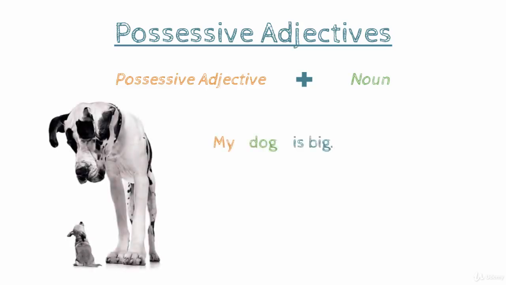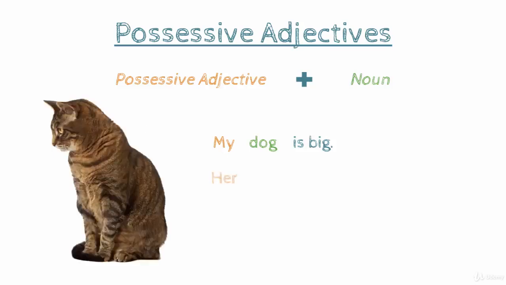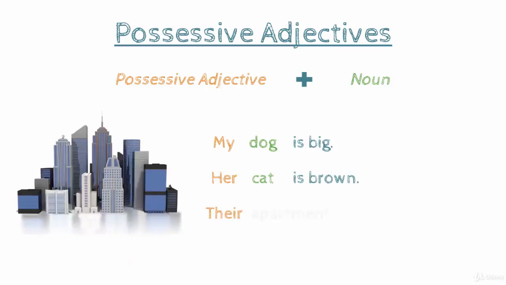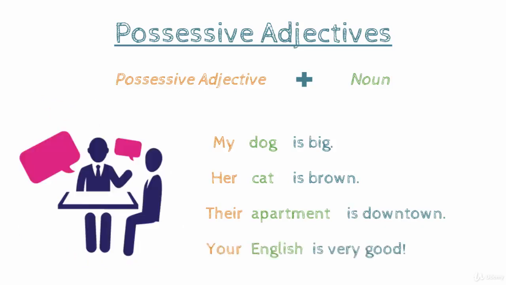My dog is big. So my is the possessive adjective. Dog is the noun. And of course, is big is the complement, okay? So my dog is big. Her cat is brown. Their apartment is downtown. Your English is very good. So these are some examples of possessive adjectives, okay? My, her, their, your. But let me give you some more examples.